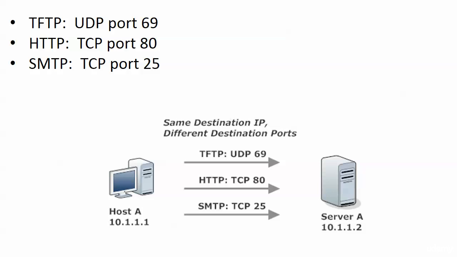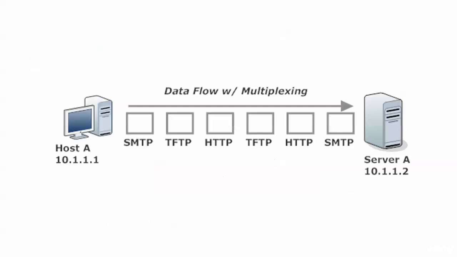So when data comes in on UDP port 69, the server always knows, okay, that's TFTP data. I know how to handle it. If something comes in on TCP port 25, the server knows SMTP, it knows exactly how to handle it. And that's where the port numbers come in.